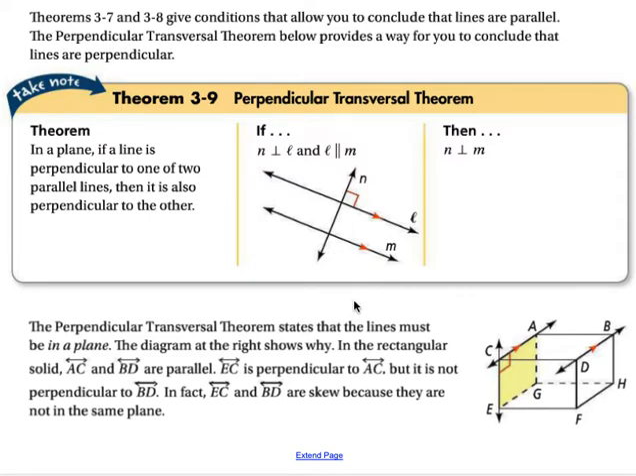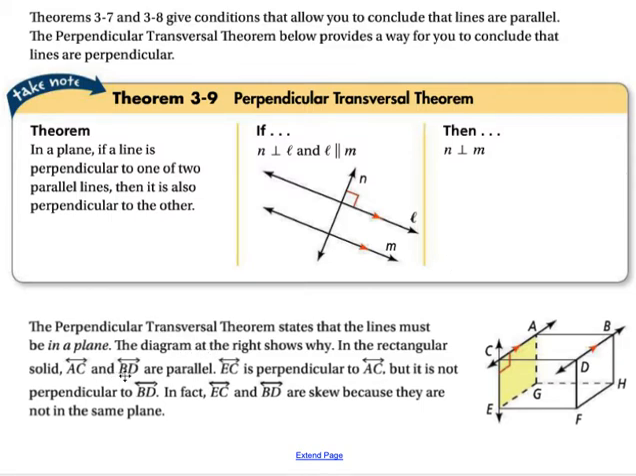And I don't know if you recall, but when we did our sketchpad activity, we showed that this was true. So the perpendicular transversal theorem, one of the things you need to be aware of is that it says in a plane. That's a very important phrase, in a plane, because if we're talking about 3 dimensions, when we're in different planes, this theorem does not hold true.